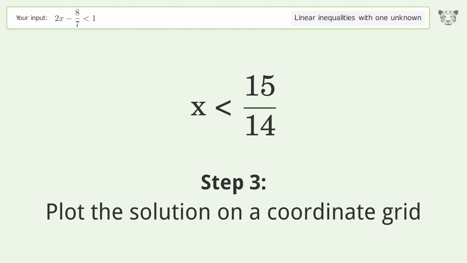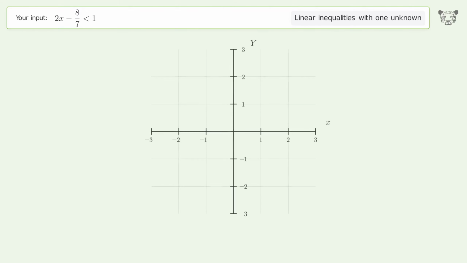Plot the solution on a coordinate grid. And so the final result is x smaller than 15 over 14 smaller than 11 over 14.